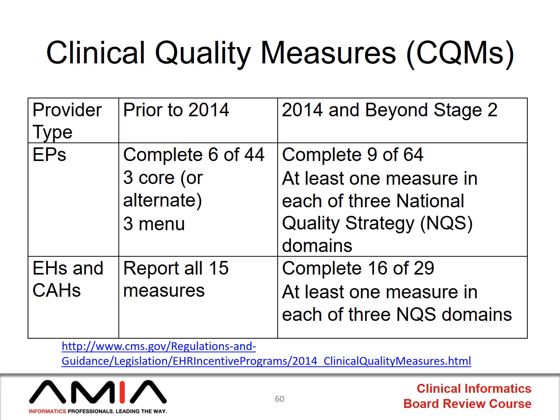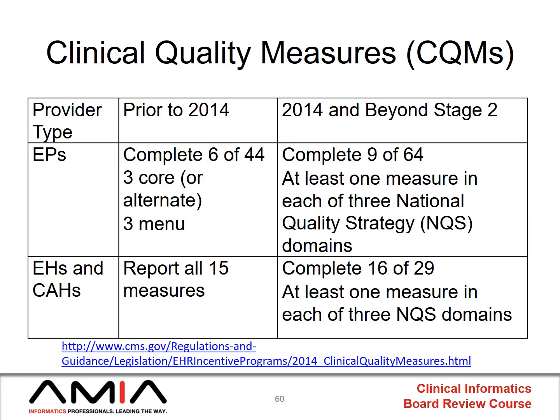For eligible professionals, the pre-2014 measures required the completing of 6 out of 44 CQMs. 3 of these were core or alternative measures, and then the other 3 came from a menu selection. For eligible hospitals and critical access hospitals prior to 2014, there were 15 measures.